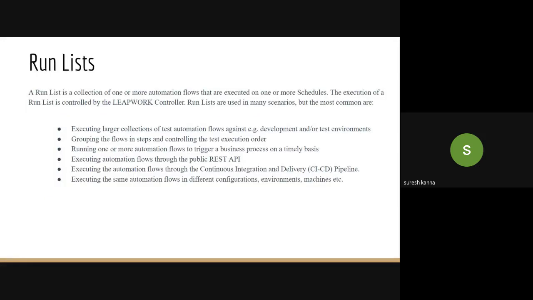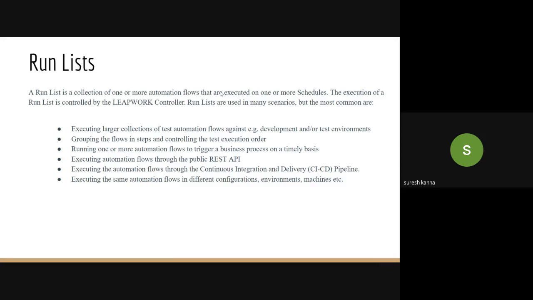And then the last methodology is the run list. A run list is a collection of one or more automation flows that are executed one or more times. Basically, the run list is a collection that executes multiple times based on the schedule. The execution is controlled by the LeapWork controller, and run lists are used in many scenarios in the industry. The scenarios are given below. Executing a larger collection of test automation flows, for example development and test automation, grouping the flows in steps and controlling the test execution order.